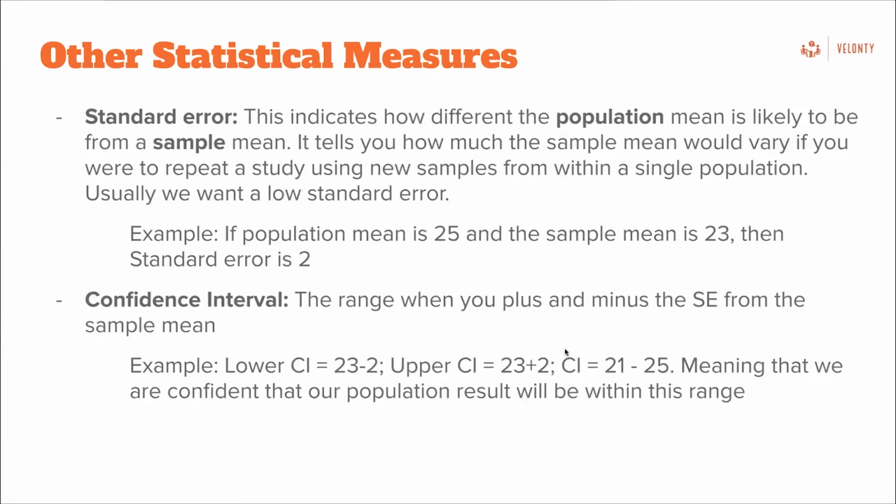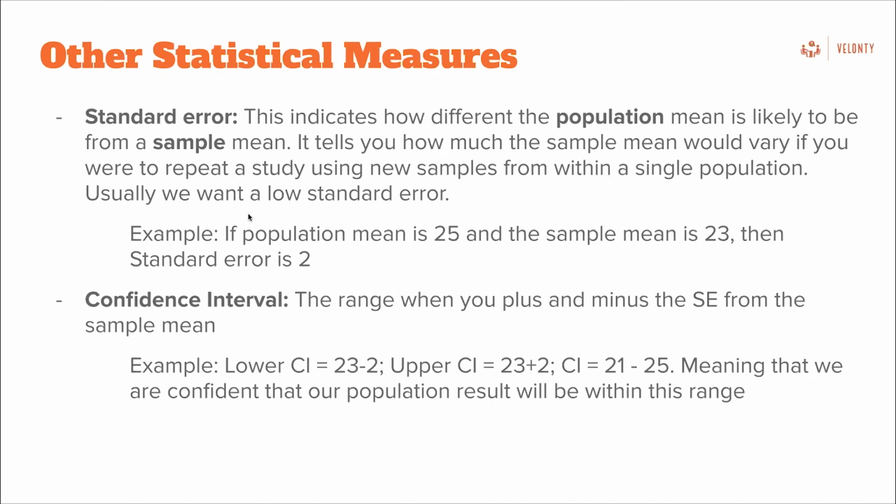So what other statistical measures do we need to know? We have standard error. Standard error indicates how different the population mean is likely to be from a sample mean. It tells you how much the sample mean would vary if you were to repeat a study using new samples from within a single population. Usually we want a lower standard error.